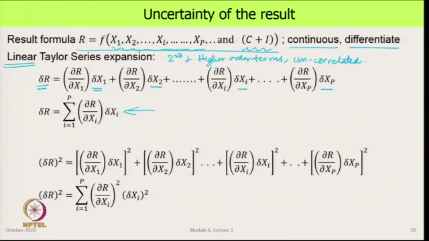Now, the question is, why not use this formula itself? After all, delta r we will think of as an indicator of the uncertainty in the result. Why not just do this calculation? And here is something that could happen, that if we do this calculation, delta xi's, these are numerical values, could be either plus or minus.